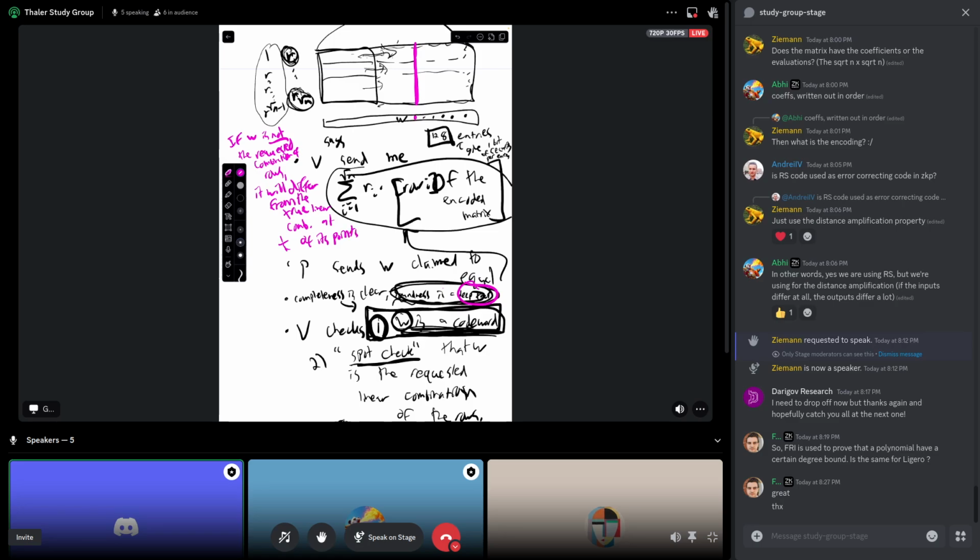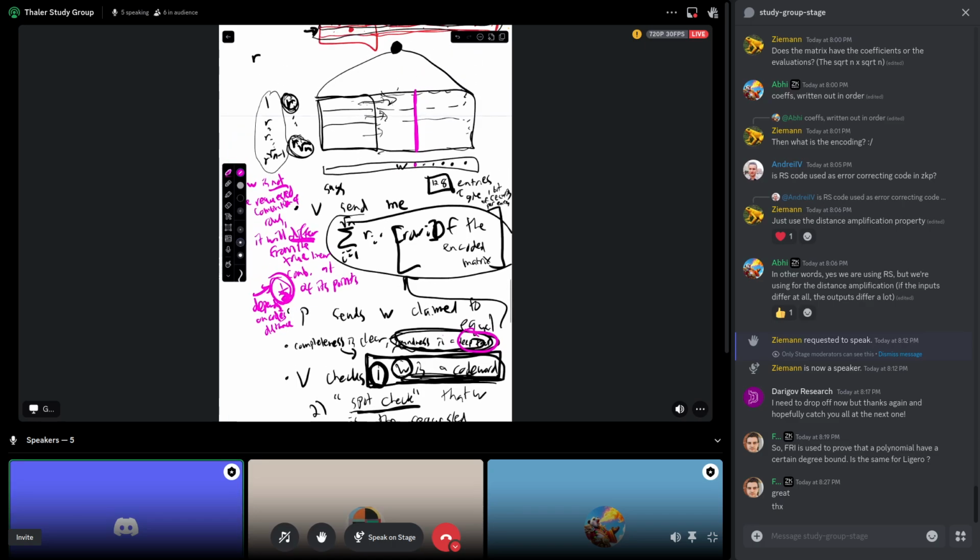Okay, and exactly how big a fraction this is actually depends on the distance of the code. So the bigger the distance of the code, the bigger this difference fraction. And so, if you're using Reed Solomon, the longer the code word, so the bigger the committed, encoded matrix, the better the distance, so the bigger this fraction is.